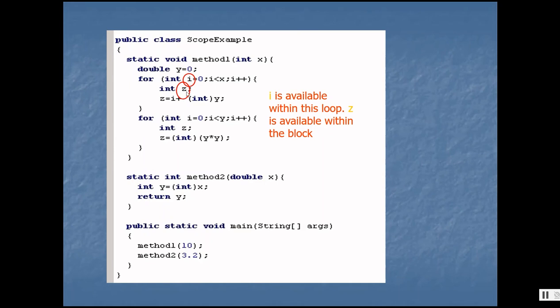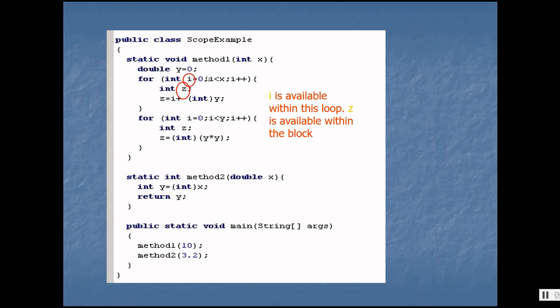Z has block scope. That means Z can only be accessed from within this block, between this curly brace and that curly brace. It can't even be accessed in here anywhere. If I was trying to put a Z here, I would have an error. And in terms of duration, Z is only going to last as long as one iteration of that loop takes place. Then it's going to disappear.